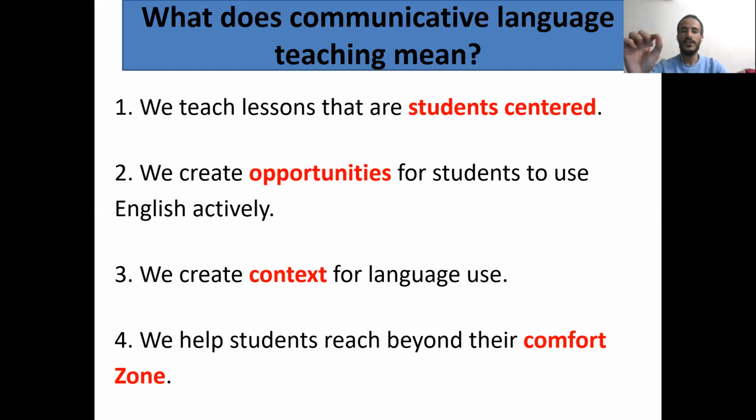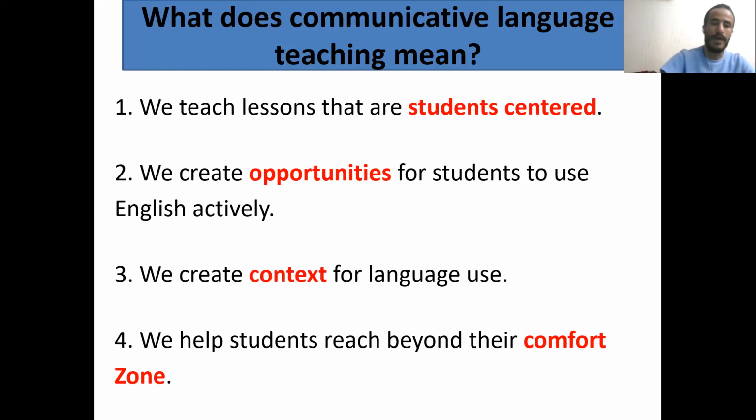So we teach lessons that are student-centered. The heart of the learning process is not the teacher, it is the learner. I'm going to design my lesson based on the learner's needs, wants, age, levels, and interests. In business, the king, the queen is the customer. In education, the king and the queen is the learner.